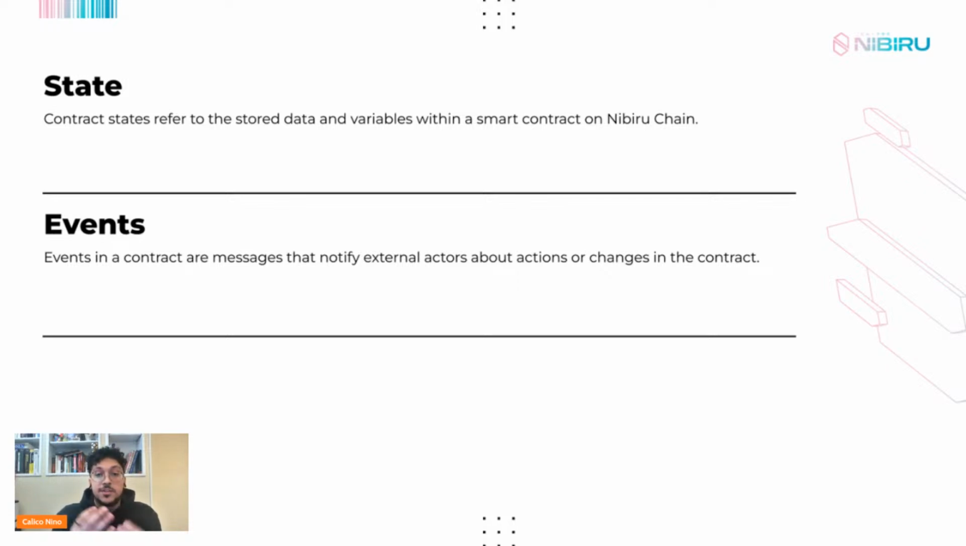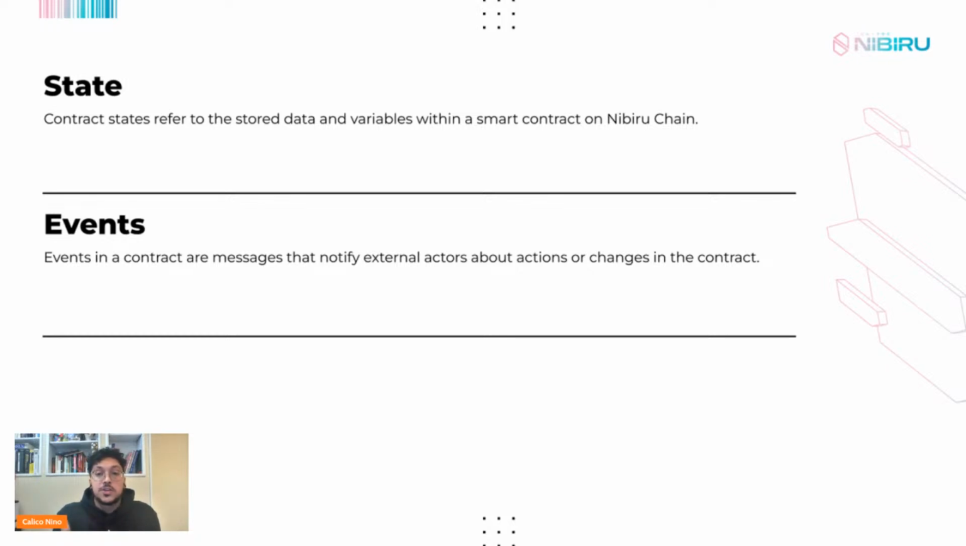So it refers to the data and variables that are stored under the smart contract, and these represent the current conditions and the status of the contract. They can include things like the balance, the ownership details, anything that can be stored basically can be stored in that section. And then for the events, they are messages.